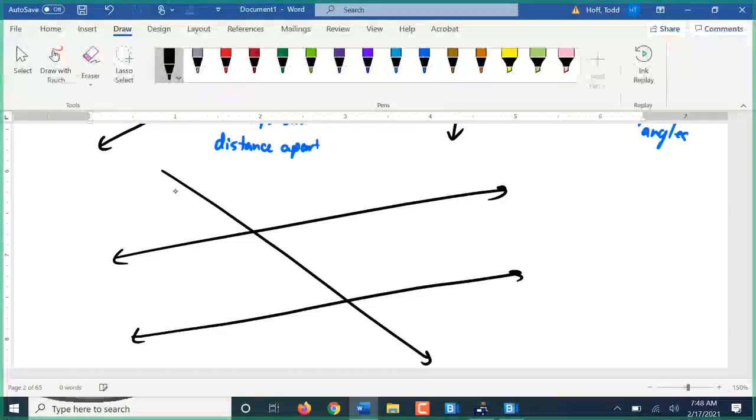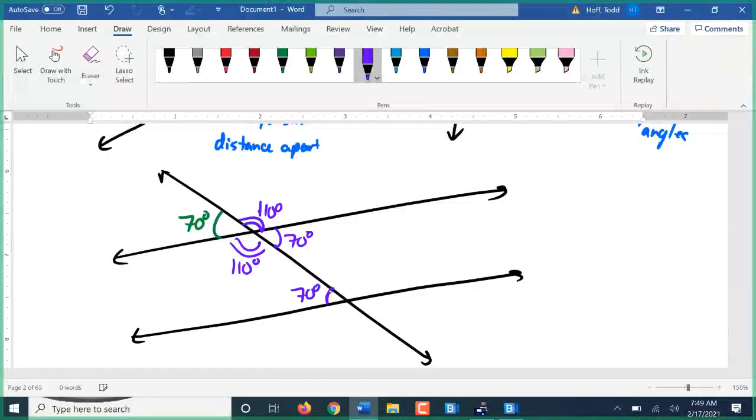Of course, we have transversals cutting across lines. And we said if I give you that this angle here is 70, well, let's keep it simple. Let's just call it 70. What's this angle here have to be? 110 degrees. Good. How about this one? This one. And how about this one? And then this one.